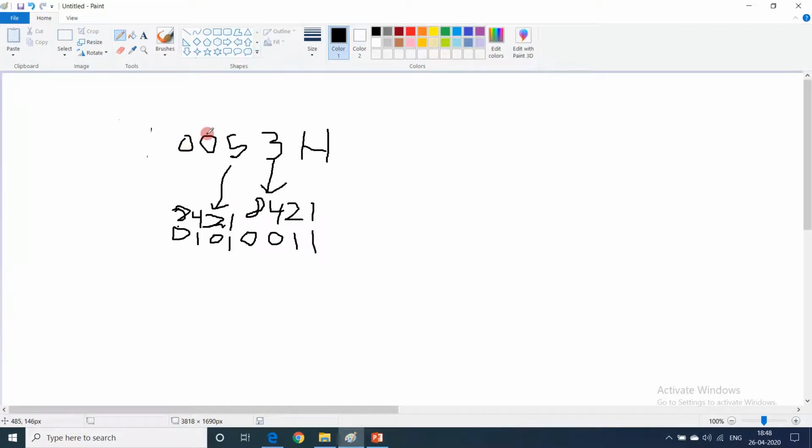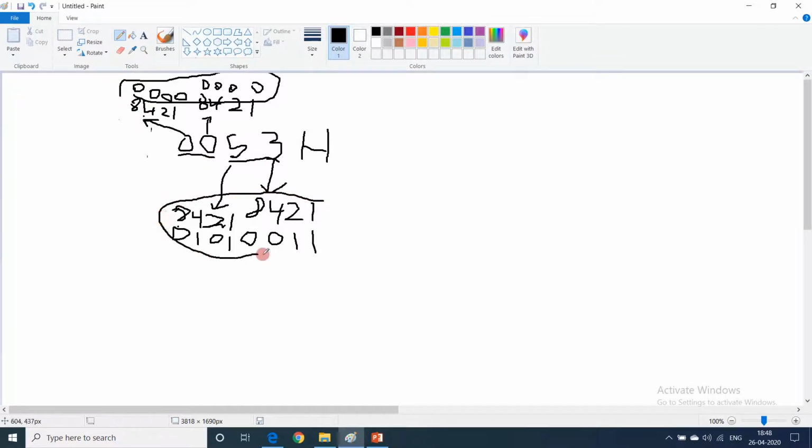Okay, if I convert these also in 8421 format, which is 0 0 0 0, and similarly this 8 4 2 1, which is 0 0 0 0. So these two are called most significant bits, and these two are called least significant bits.